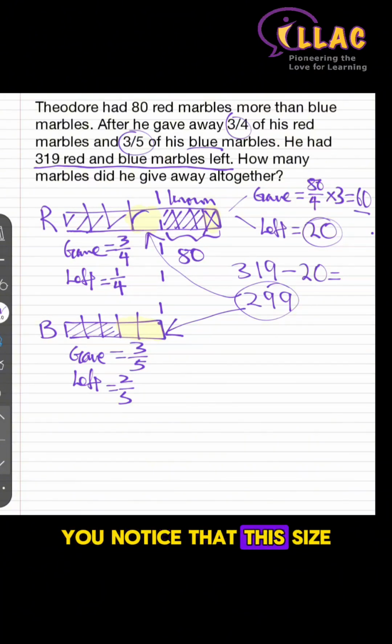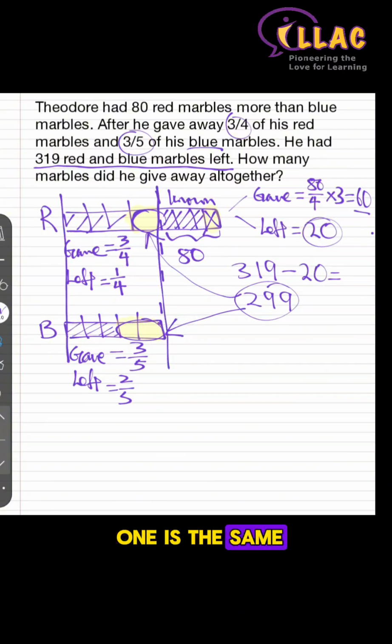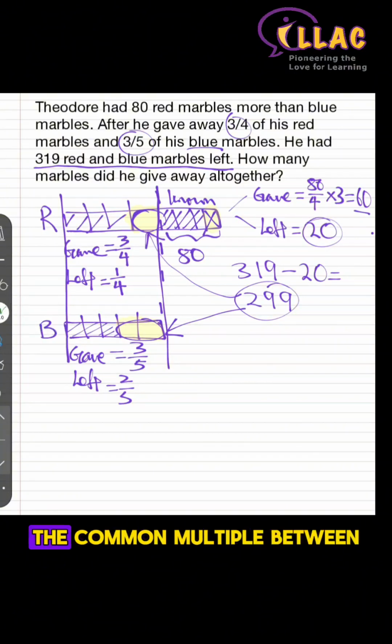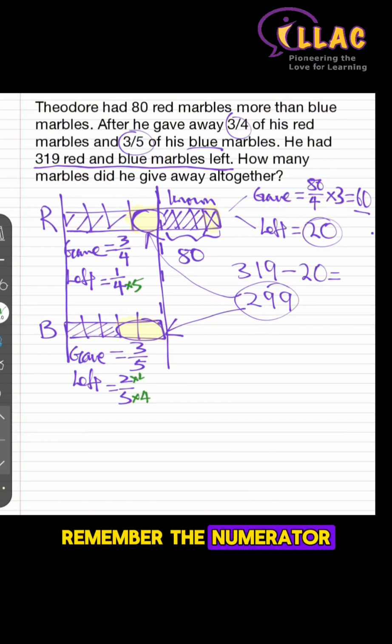You notice that this is cut into 1/4 and this is actually 2/5. Can I make them the same size given that originally this one and this one is the same? I can actually express them to be the same. How do I do that? The common multiple between 4 and 5 is actually 20, which is to multiply this by 5 and multiply this by 4. Remember the numerator, you have to multiply them by the same number.